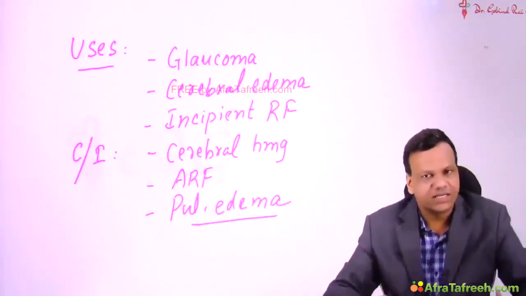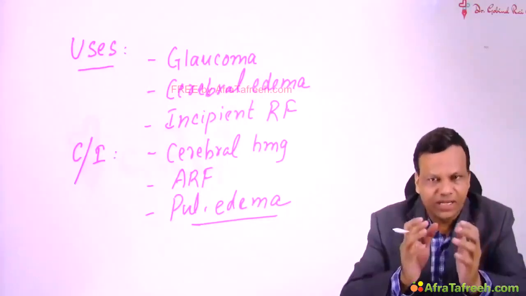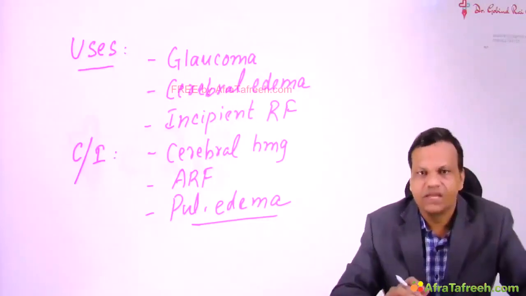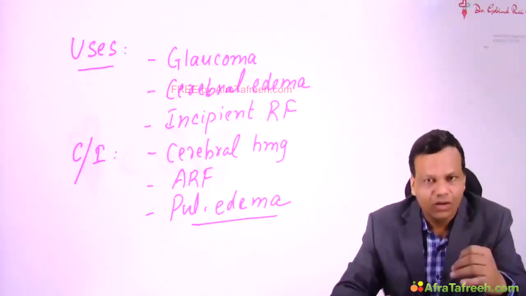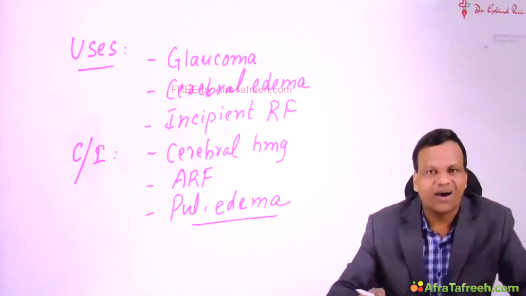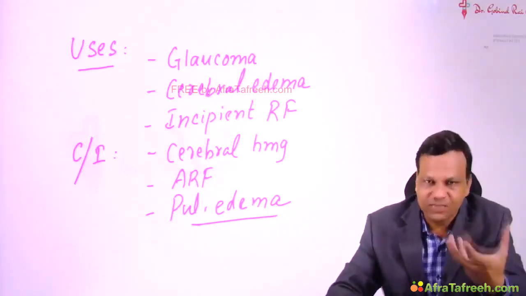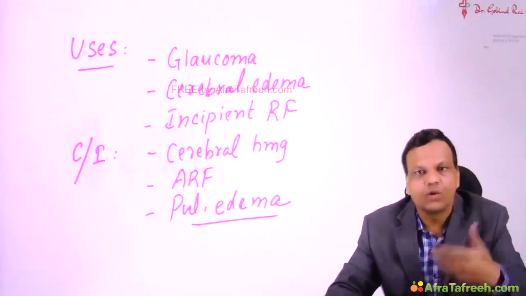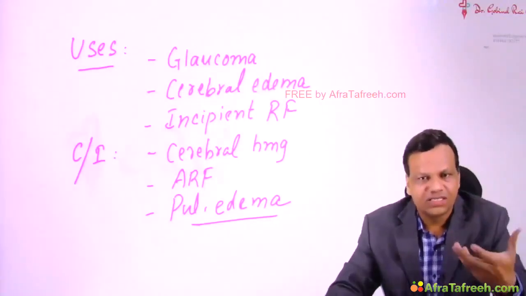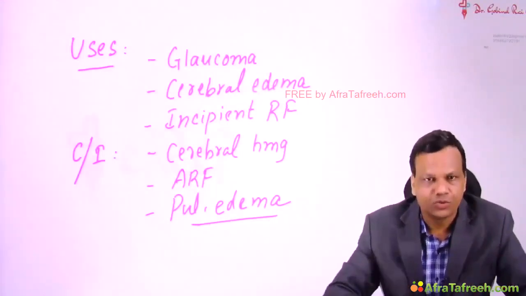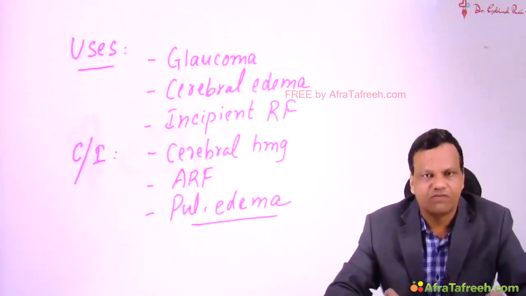The reason again is the same. In pulmonary edema, the heart is already not pumping properly. That's why pulmonary edema occurs. So when we give mannitol, it will increase the blood from all parts of the body. That means more blood comes in the heart. So when more blood is present in the vascular compartment, preload increases, and that will worsen the condition. Clear? So these are the important uses and contraindications of mannitol.